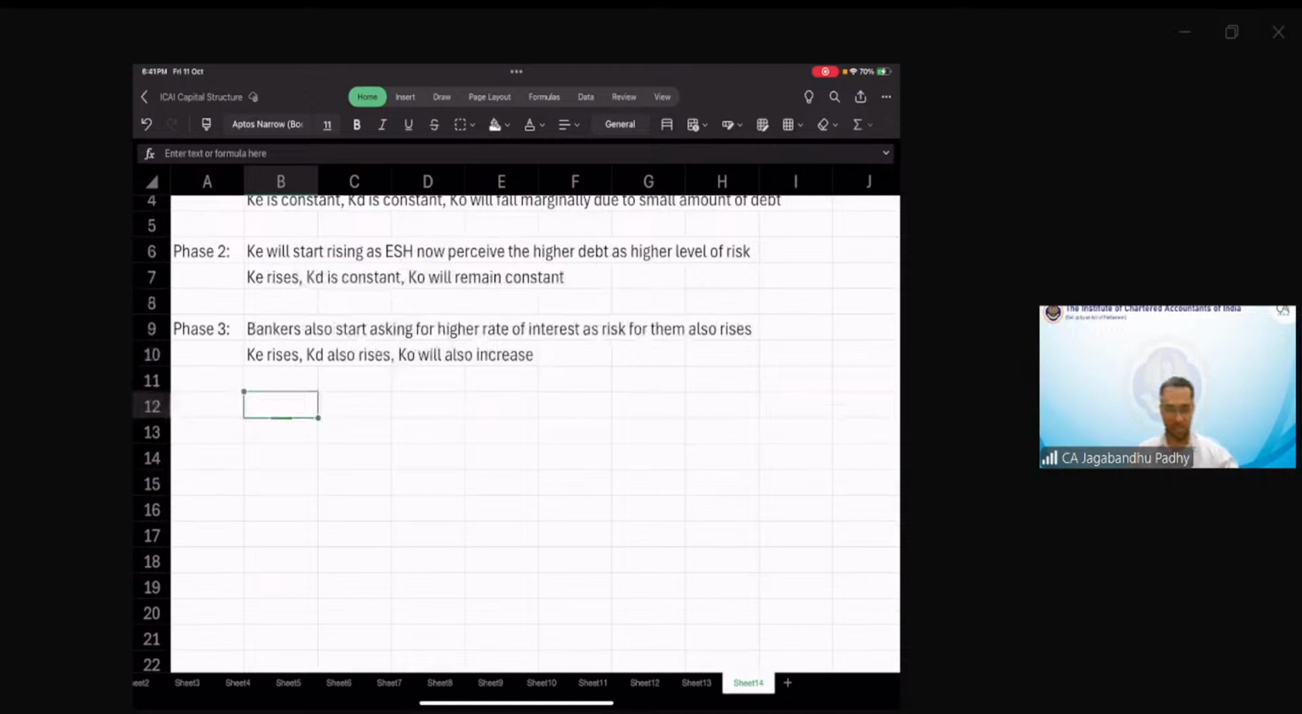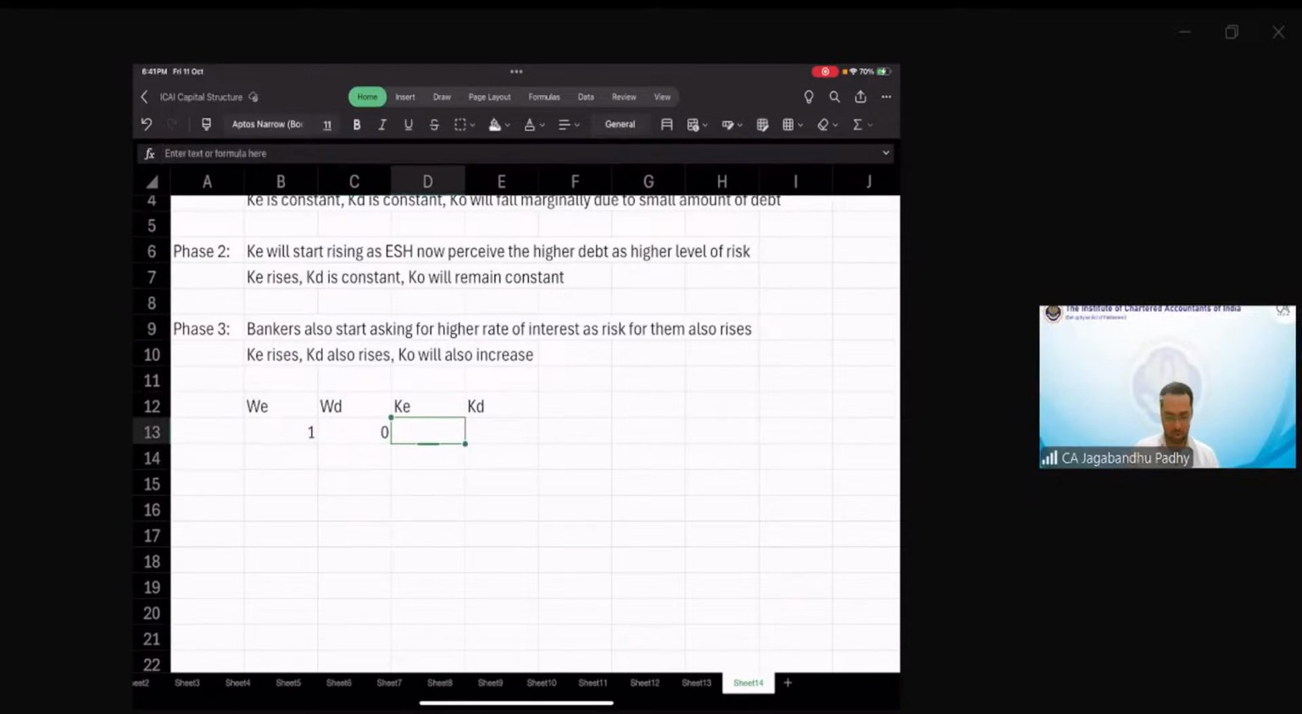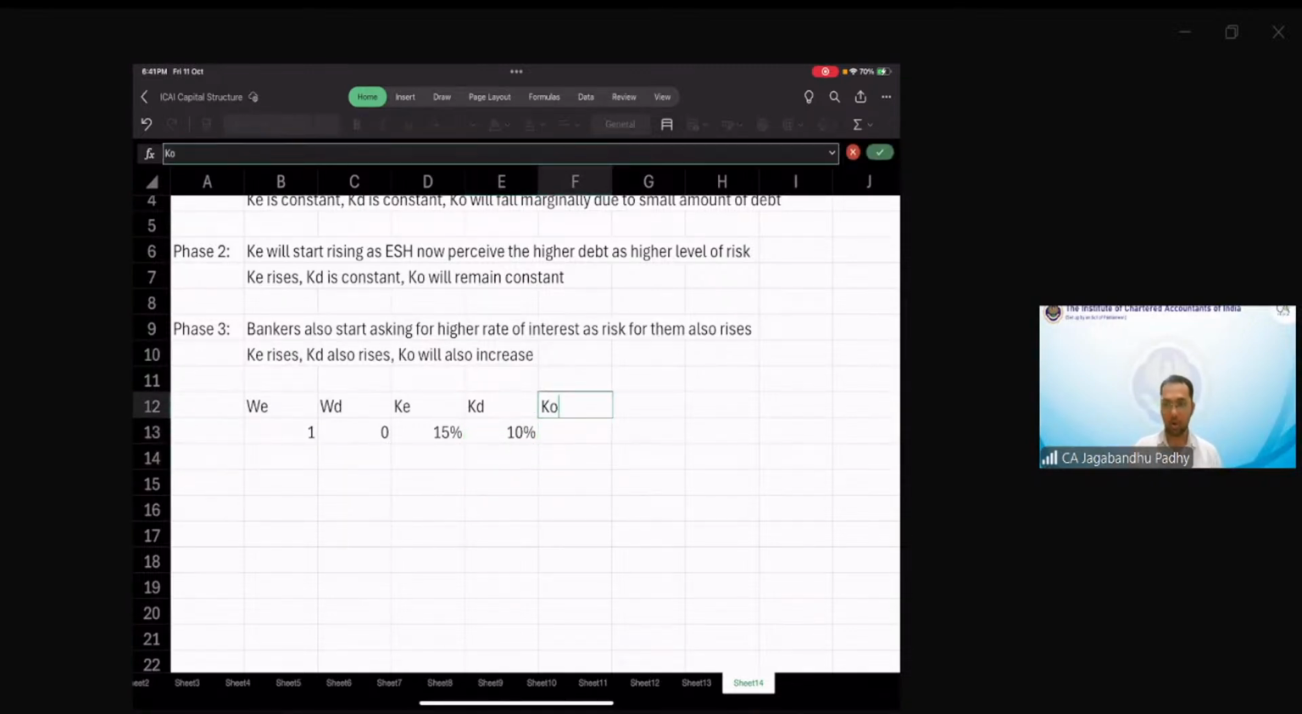So let me just demonstrate this to you. Let's say weightage of debt, weightage of equity, cost of equity, and cost of debt. Initially weightage of equity is, let's say, 1, and weightage of debt is 1 minus this. Cost of equity is 15%, and cost of debt is 10%. So overall cost of capital, when we compute, will be weightage of equity into cost of equity plus weightage of debt into cost of debt.